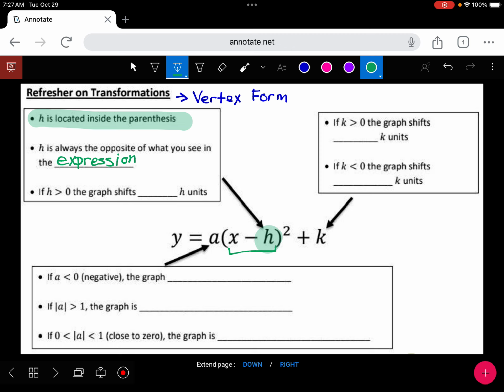And if H has a positive value, if H is greater than 0, which way is it going to go? If my H is positive 3, which way would it shift? Which way do positive numbers go? Not the expression of plus 3. H equals positive 3.